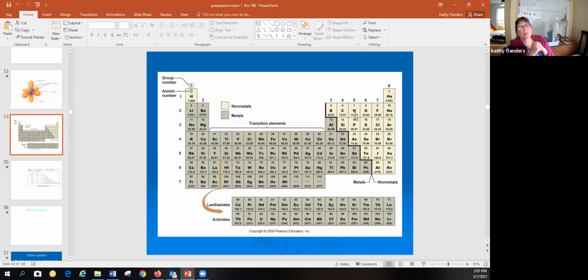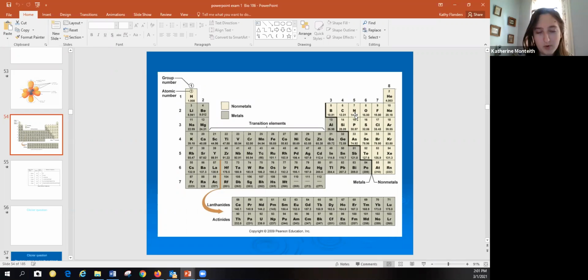But if that were to gain an electron, electrons are a negative charge. So now it would have 7 positive charges and 8 negative charges. So it would be a -1.